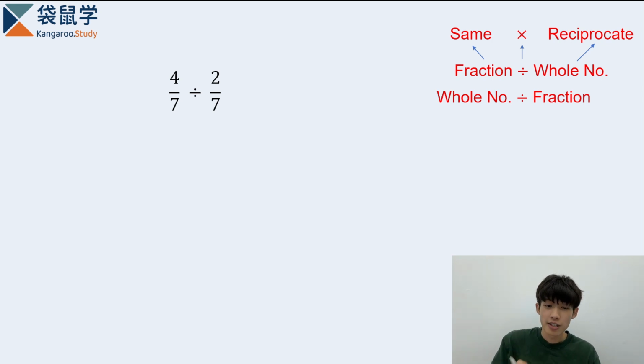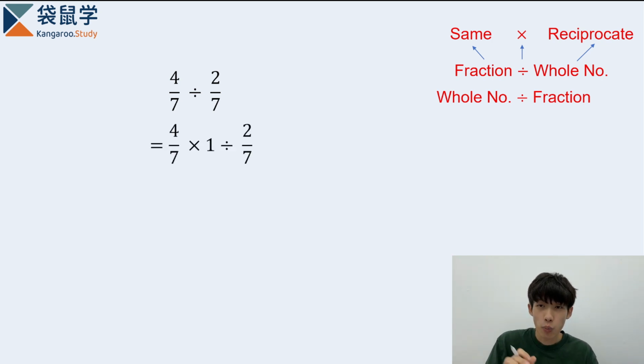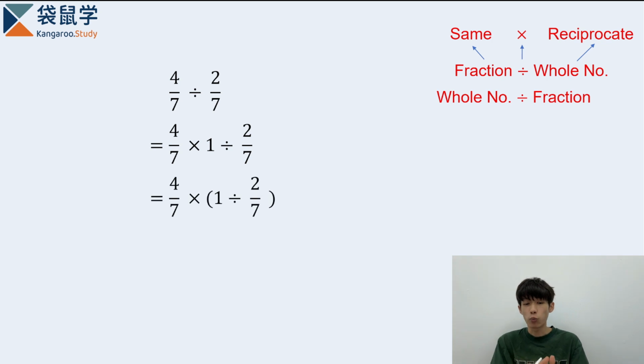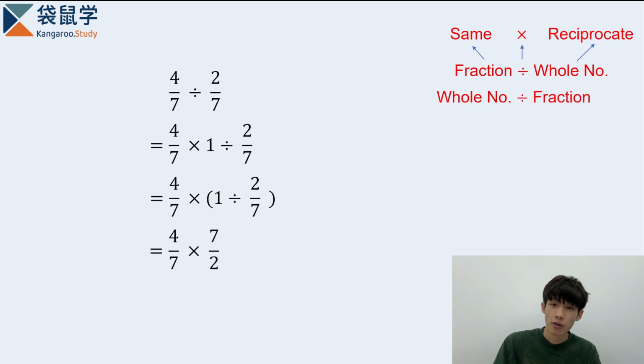So what we can do is multiply by 1 inside the calculation, and it doesn't change the result. And then, if we calculate 1 divided by 2 over 7 first, what's the meaning of it can be referred to a whole number divided by a fraction. And we can get 1 divided by 2 over 7. It should be equivalent to 7 over 2 itself. So 4 over 7 times 7 over 2. So that's what we get.